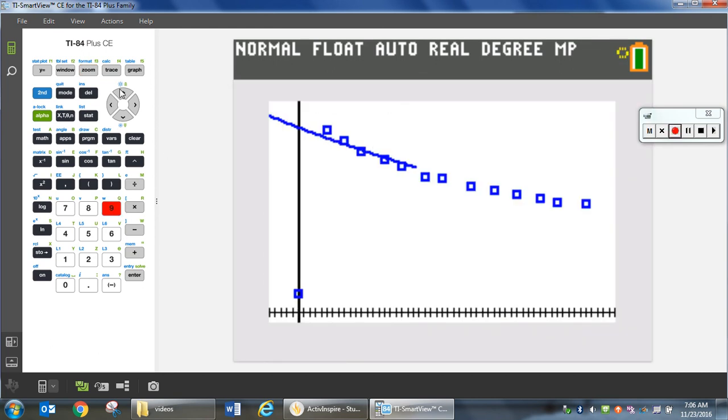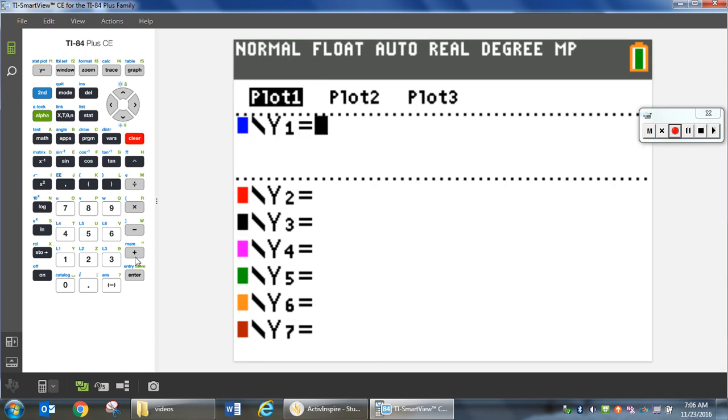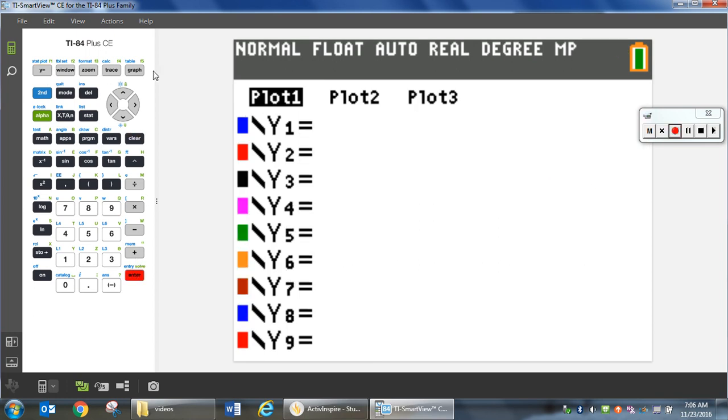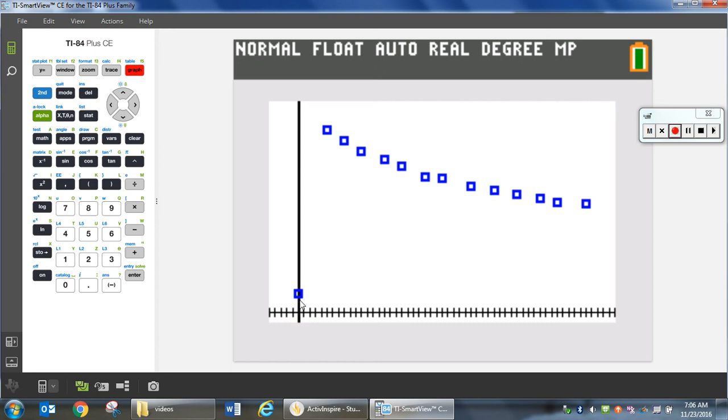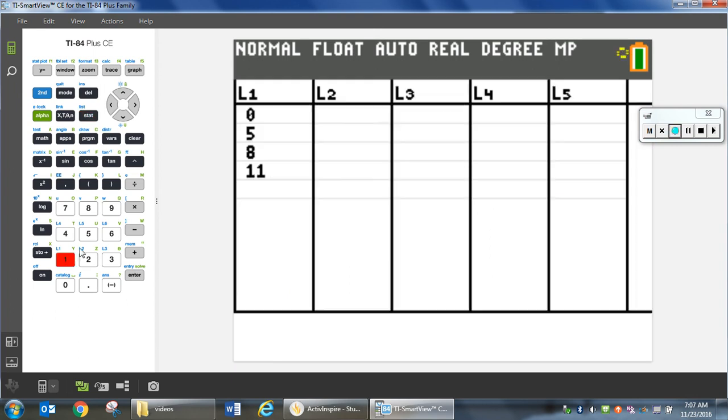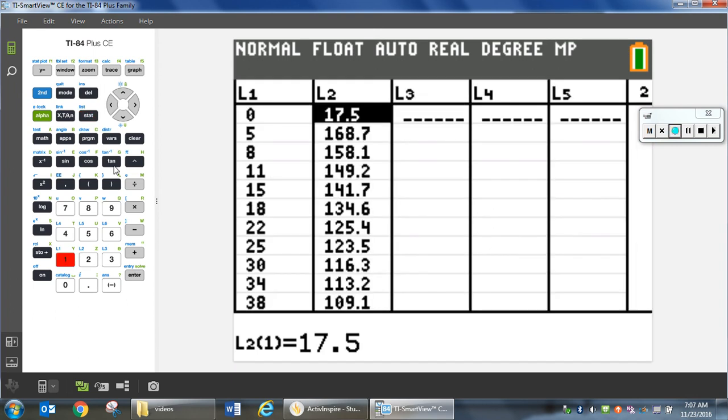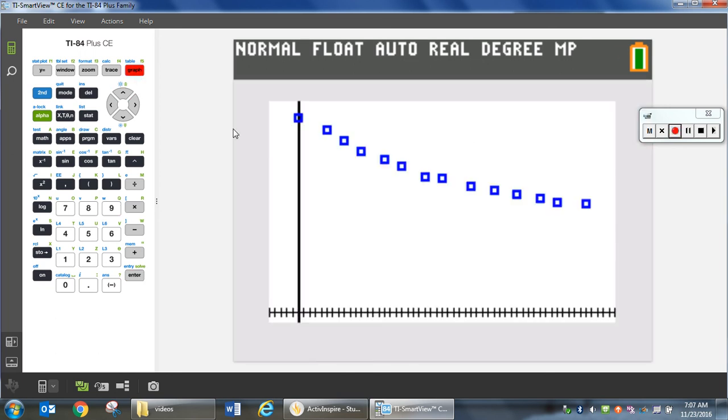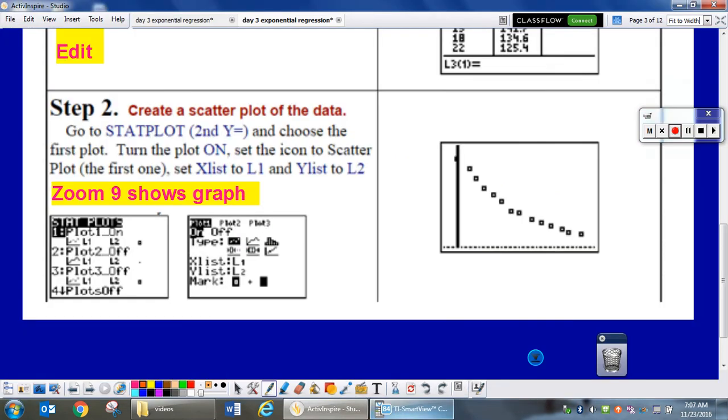And then if this graph, oops, I have a y equals in there already. So just looking at my graph, I can see that one of my numbers is way down here. You should not have a number like that. So you just want to go back to Stat, Edit, and check your list. And you can see that I accidentally put 17.5 instead of 179.5, which will cause your data to be skewed. So now if I go to graph, it looks pretty similar to what it should.